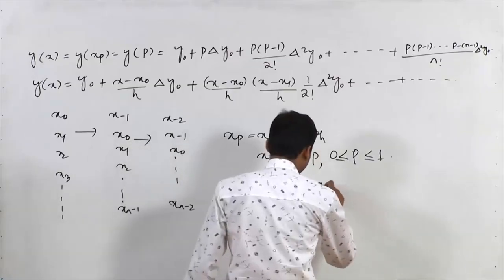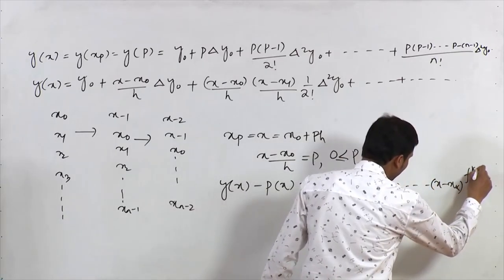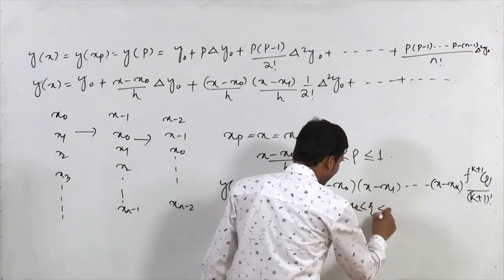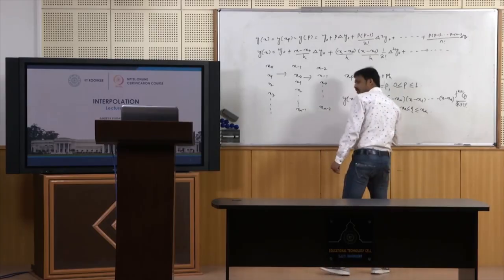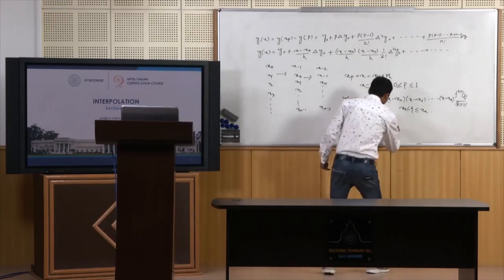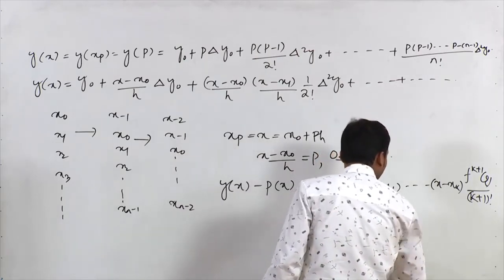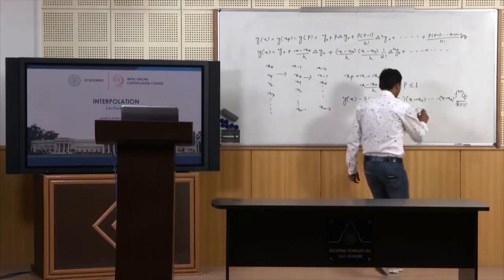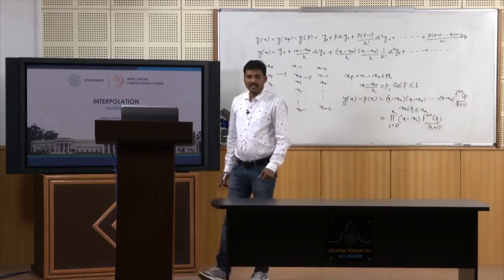So this can be written in the form of (x minus x0)(x minus x1) up to (x minus xk) into f to the power k plus 1 of zeta by (k plus 1) factorial, where zeta should lie between x0 and xk here. And sometimes if you want to express it in a product form, this can be written as the product of i equals 0 to k of (x minus xi), and obviously we can write this as f to the power k plus 1 of zeta by (k plus 1) factorial here, where zeta should lie between x0 and xk.